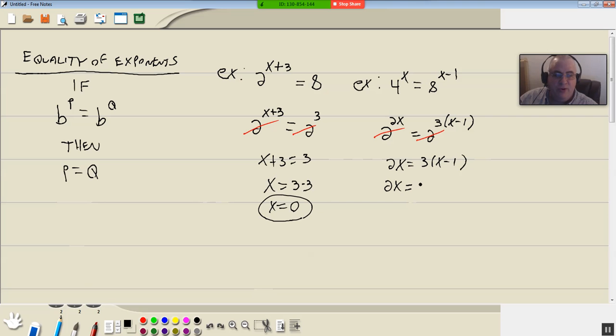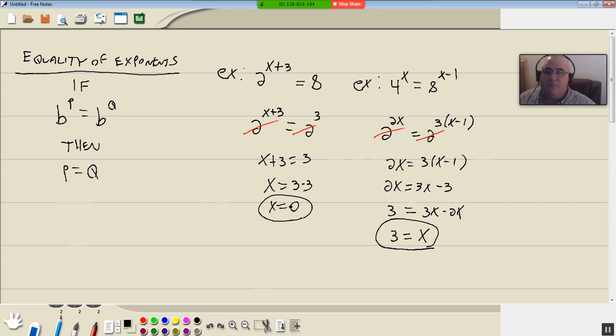And then I want to solve this. 3 times x is 3x. 3 times negative 1 is negative 3. Get everything with an x on one side, numbers on the other. So take negative 3 to the left side. Now take 2x to the right side. And 3x minus 2x gives us x equals 3. And that's our answer.